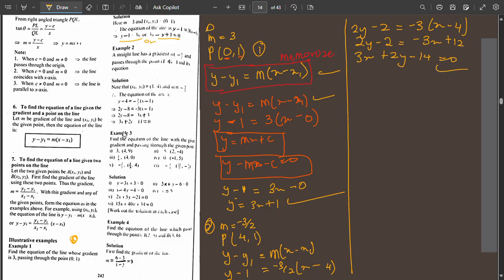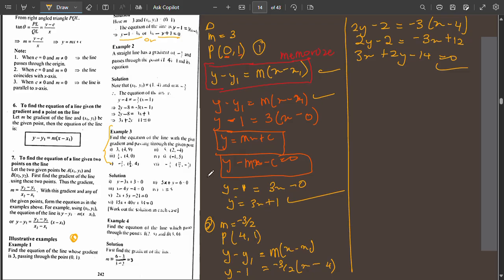There are several examples in example 3 where we've been given the gradient and then the point, the gradient and the point. So we'll use the same formula to find them. So this is when we have the gradient and the point.